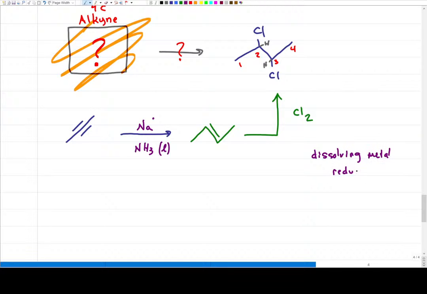And dissolving metal reduction is where you use a neutral metal, like sodium or lithium. The reason I put that radical there is a neutral sodium, because it's on the periodic table, the very first row, it's group 1, that only has one valence electron. So in its neutral state, it's a radical. Very unhappy, very reactive. That's how we get the product. And from here, it's a very easy one-step reaction to give me the vicinal dihalide.